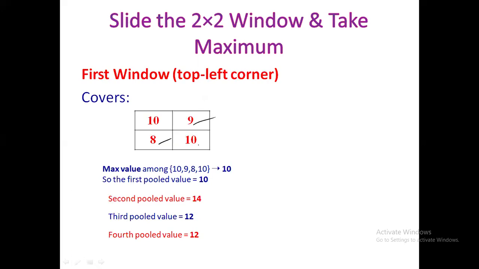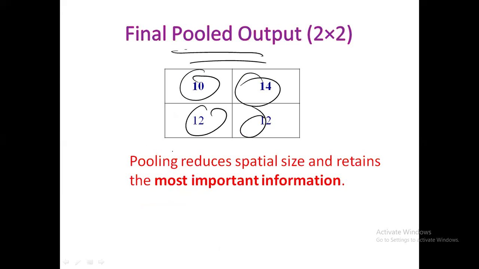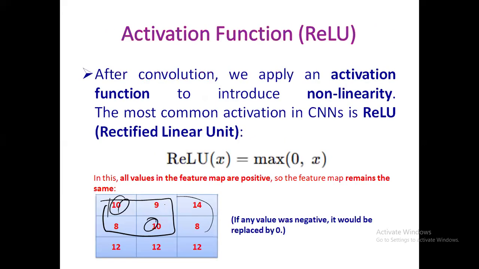10, 9, 8. So the maximum among 10, 9, 8 is 10. So the first pooled value is 10, the second pooled value is 14, then 12 and 12. So finally we are going to consider 10, 14, 12 and 12. This is the final pooled values, by considering all the values one by one.